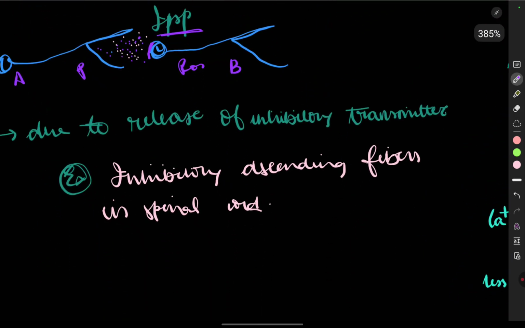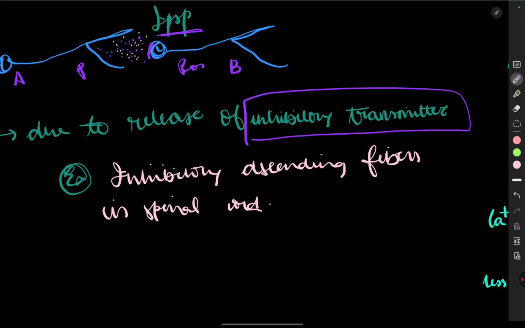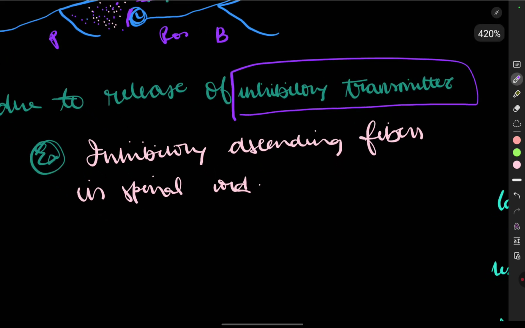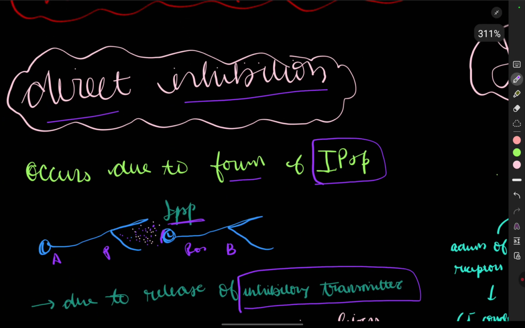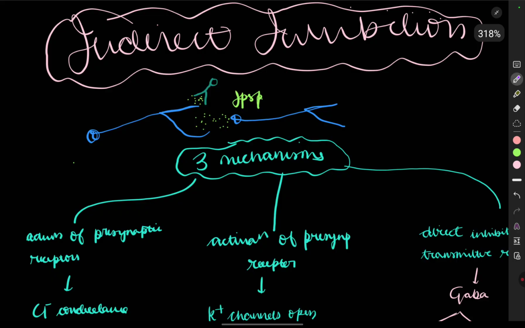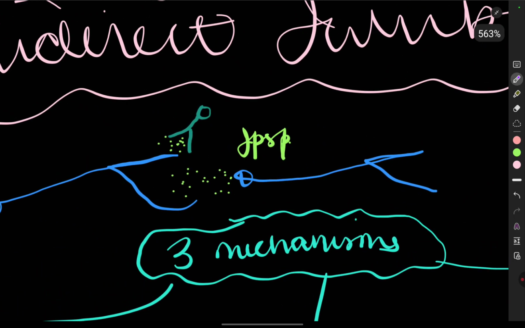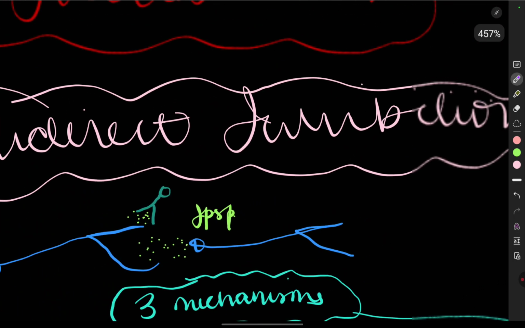It is due to the release of the inhibitory neurotransmitter. The example is inhibitory descending fibers in the spinal cord. This is the example for direct inhibition. Now what about indirect inhibition?